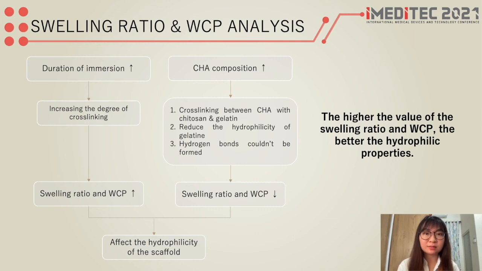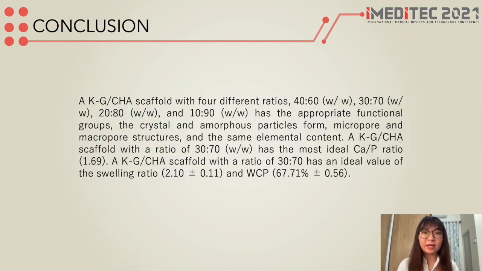The conclusion of this study is that a composite scaffold with 4 different ratios has the appropriate functional groups, the crystal and amorphous particle form, micropore and macropore structure, and the same elemental content. A composite scaffold with a ratio of 30-70 has the most ideal calcium-phosphate ratio, which is 1.69, and it also has an ideal value of the swelling ratio and water content percentage.